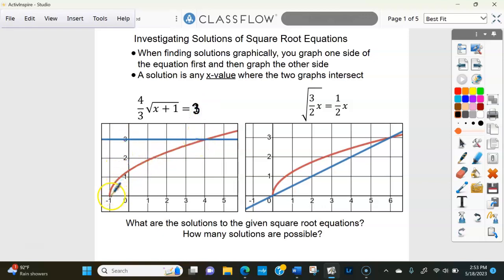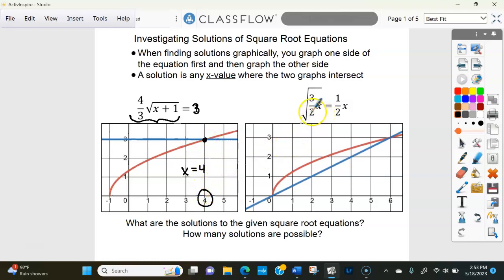Now what we have here, this is the graph of the square root function, which is the left side. Equals 3, that is the horizontal line at y is equal to 3. Your solution is the x value where they intersect. So here the solution would be x equals 4, because that is the x value.